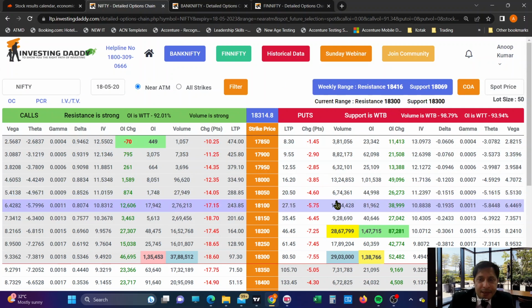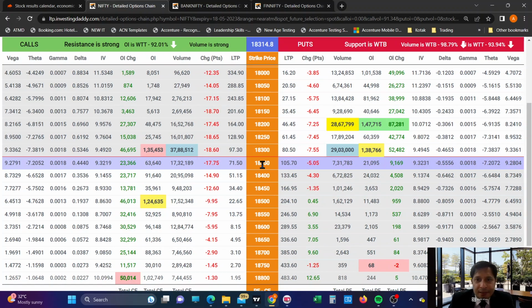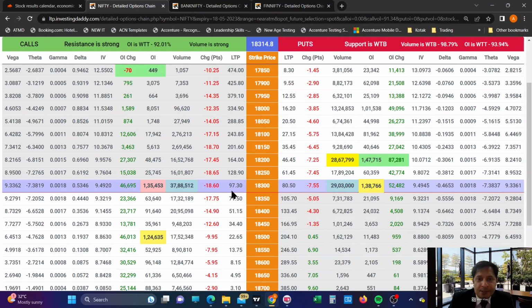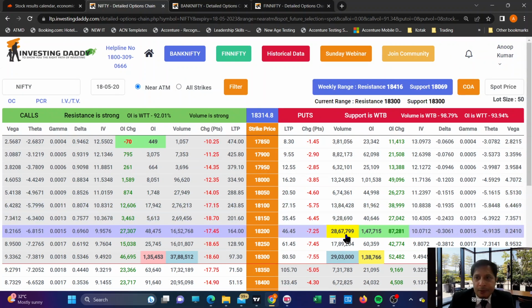Now, if you look at these levels, 18,300 definitely has been a level which has paid off very well. The people who have put in a straddle with a good amount of volumes should have made a significant amount of money. That's for sure.